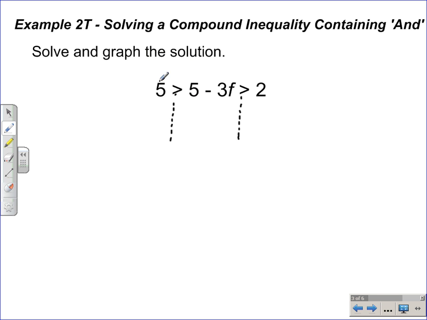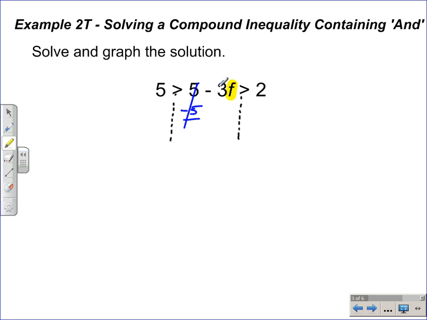In this case, we have three parts. We have the left of the inequality that has the 5. We have the greater than symbol. And in the middle, we have 5 minus 3f, the second greater than symbol, or the second inequality, and the number 2 on the right-hand side. The goal is still to isolate the variable, in this case, f. But whatever we do to the middle to isolate f, we also have to do to the left and to the right. So to start to solve this problem, we have to subtract 5 from the middle.